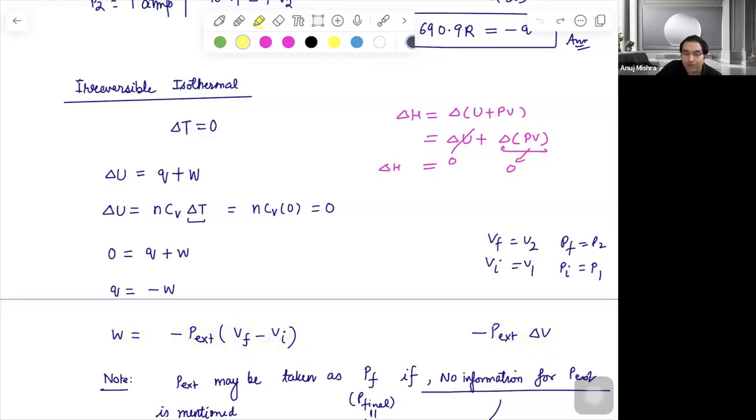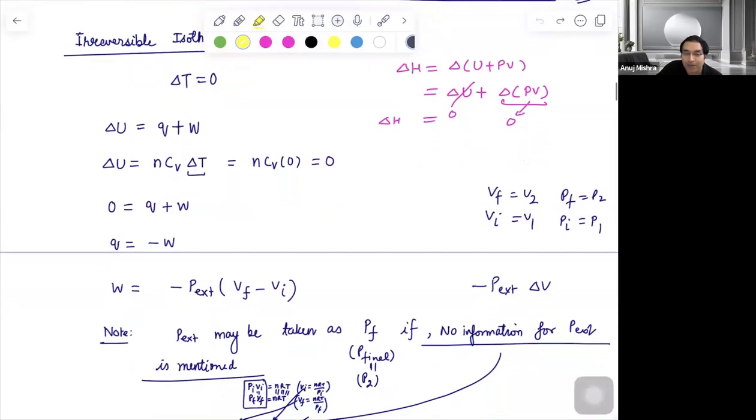And write a note there. P external may be taken as PF if no information for PF is mentioned. यानी P final ही P2 है अगर P final अलग से नहीं बताया गया. समझ रहे? P final और P2 को ही मैं P external मान सकता हूं अगर मेरे पास कोई extra information नहीं है regarding P external. Fine. So if external pressure is not specified, you can always say that P2 itself, the final pressure itself, is P external. Is it okay? Just note down this point.